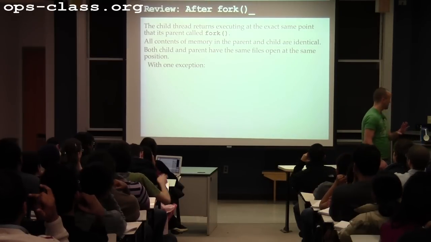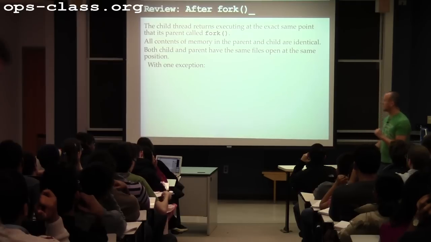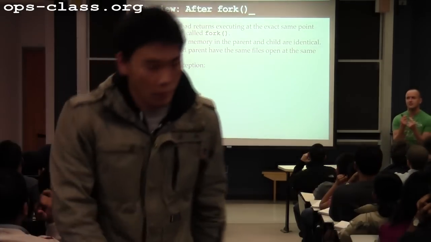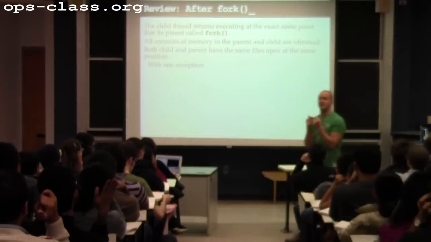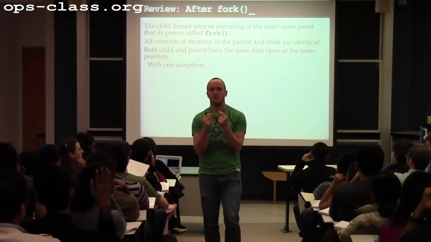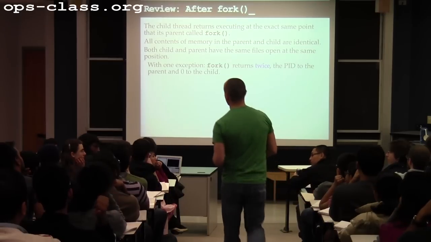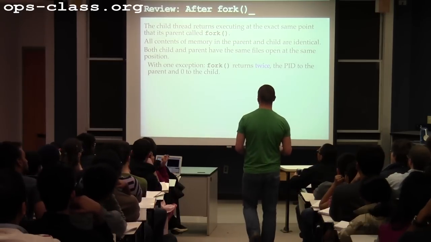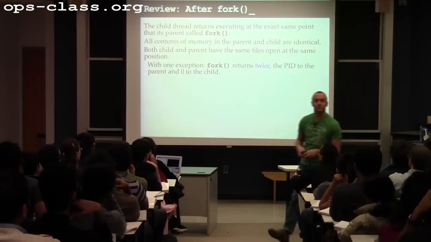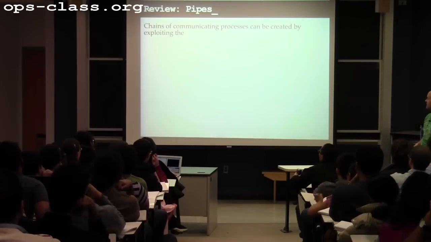There's one exception to the identicalness between the parent and child. What's the one thing that's different between the parent and the child? Yeah, fork returns a different value. Right, so fork returns twice. It returns the PID of the child to the parent and 0 to the child. OK, so this is all review.